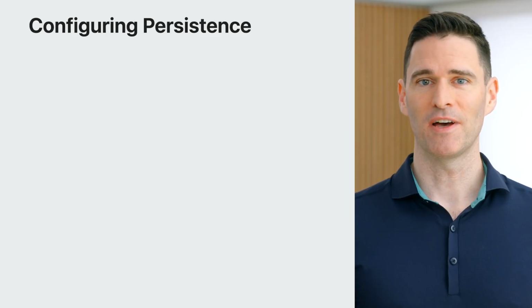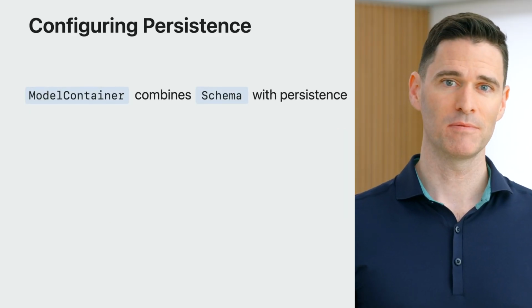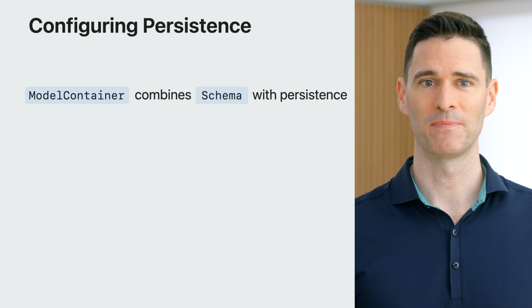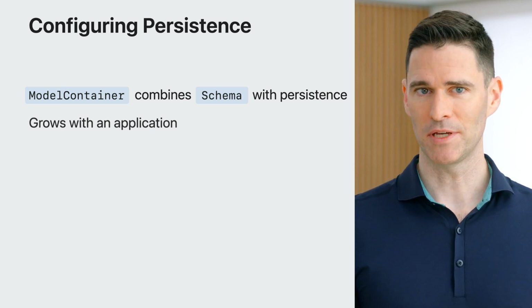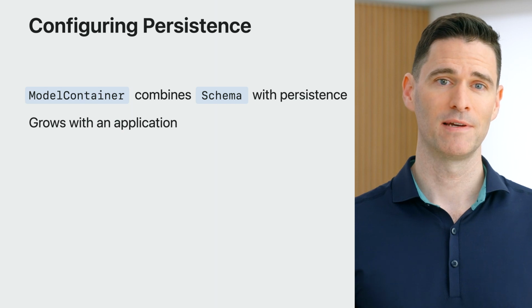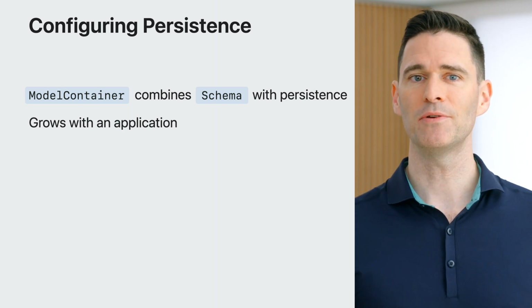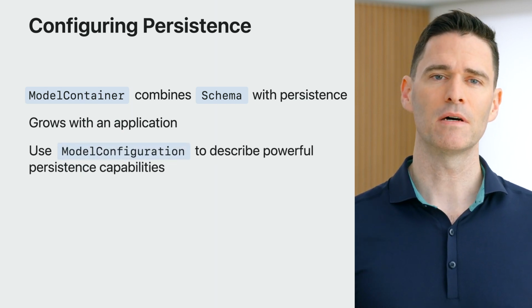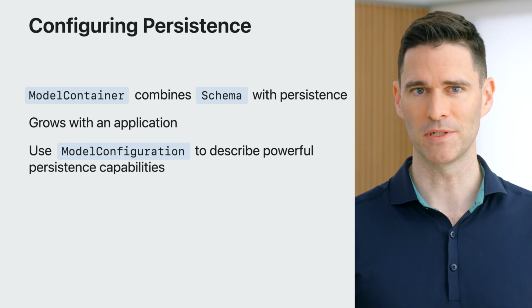In this section, I examined how to combine the schema with persistence using model container. It grows with your application as you build ever more powerful features and object graphs. And I demonstrated how you can use model configuration to unlock powerful persistence capabilities.